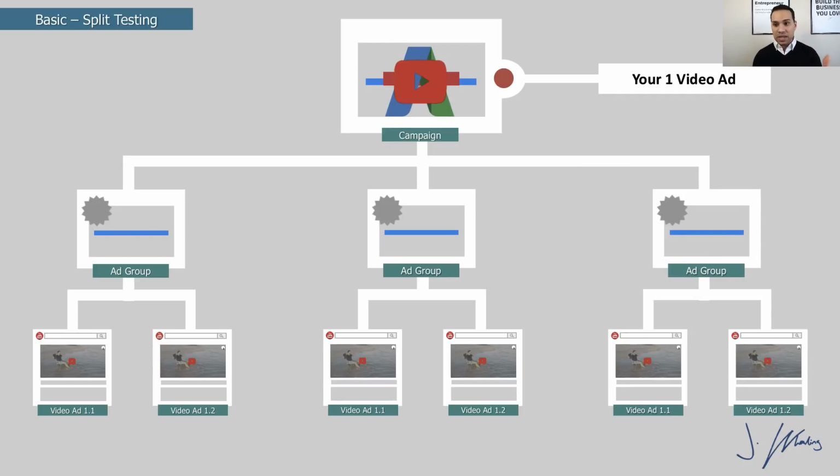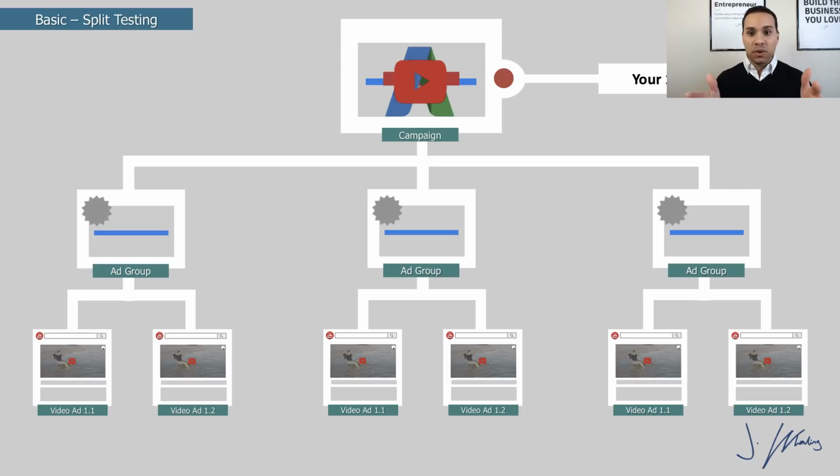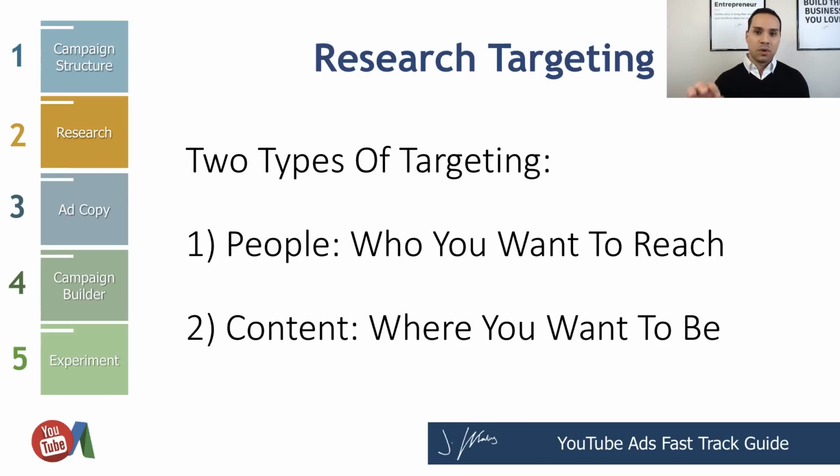So now that we know what you're going to be promoting, what video you are ready for step number 2, which is your research. And this is where we're going to start going into targeting. And Google Ads defines targeting in 2 major groups. Group number 1, people, who you want to reach, and group number 2, content, where you want your video to be.